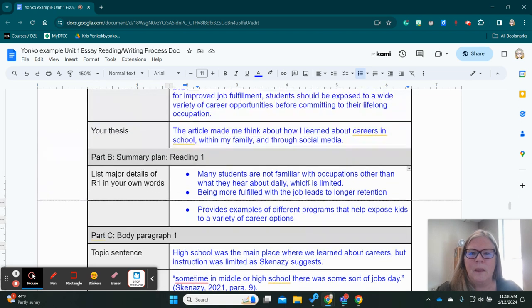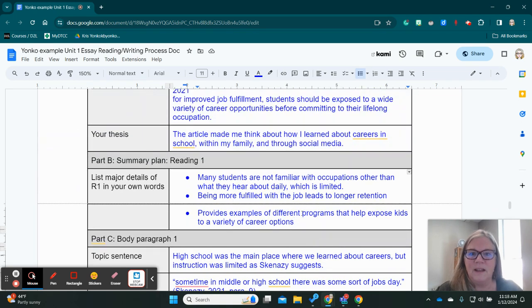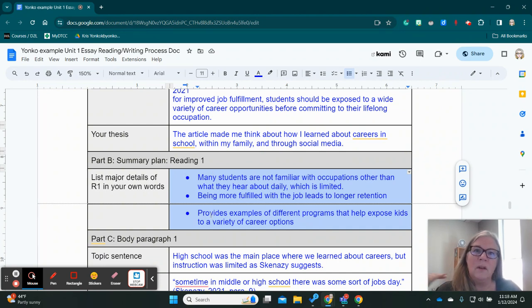All right. So that's all we're working on in this lesson. And this little snippet here is just planning the summary paragraph by listing the major details of your selected reading in your own words. Add that to your outline plan. Make notes if you have any questions. And when you submit the outline, I'll look it over for you.